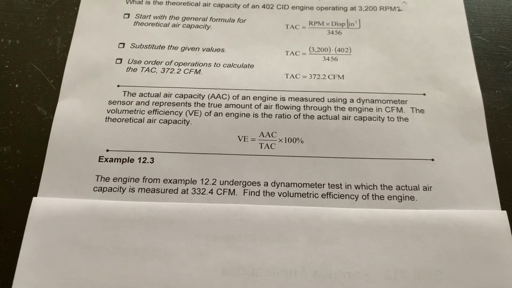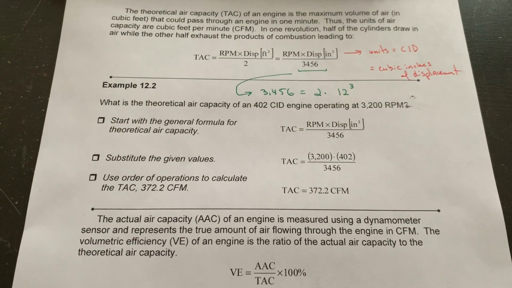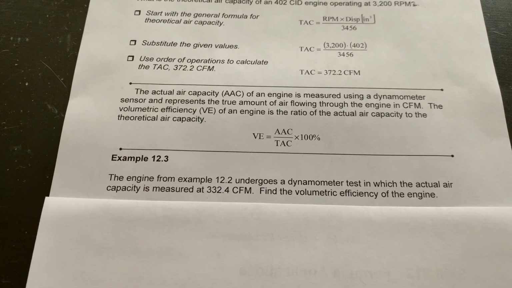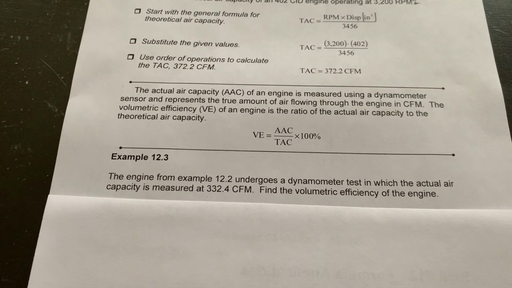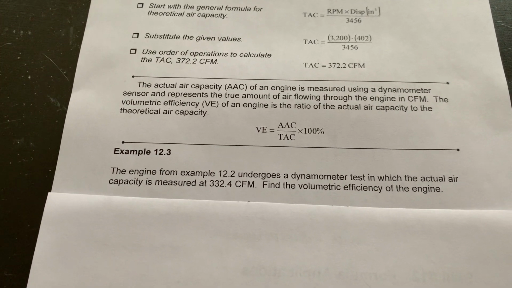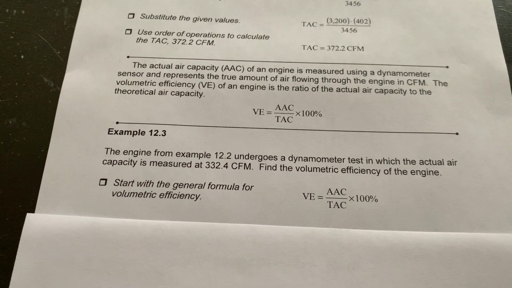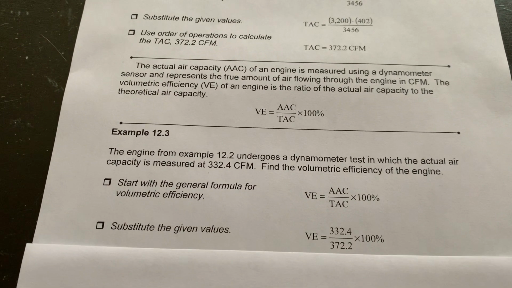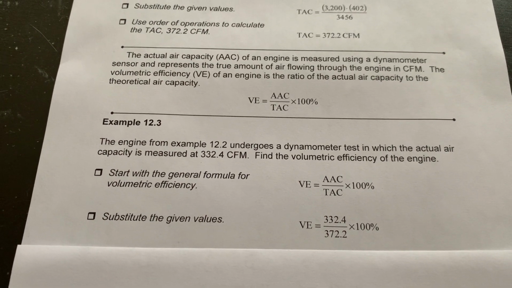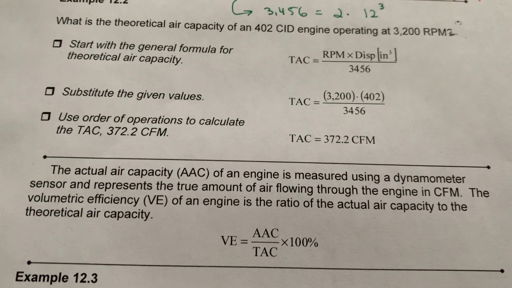So if we recycle the engine from the example we just did, right? That had a theoretical capacity of 402. So if we measure this and we find the actual capacity was 332.4 cubic feet per minute, the efficiency is going to be a matter of just subbing it in here, right? So the actual was 332 over the theoretical, which was 372, right, which was the answer that we found up here.